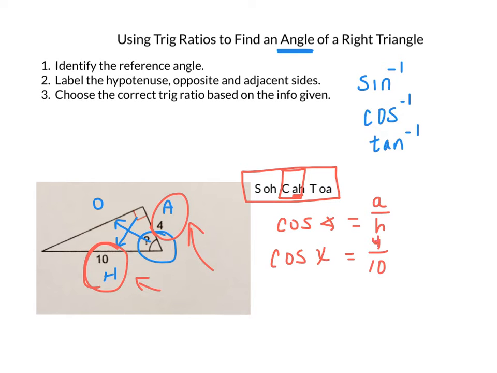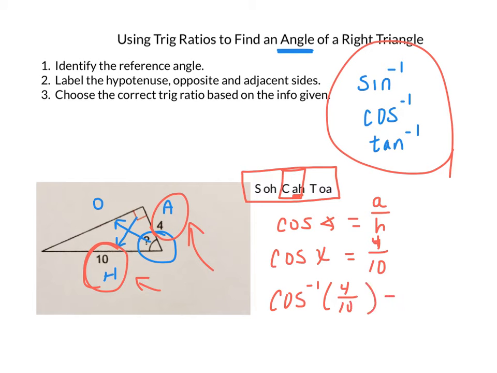Okay, so now we are ready to talk about these buttons. The way that we're going to type this in our calculator is we're going to say we want to take the inverse cosine, and we're going to do 4 divided by 10, and it will give us the angle number. Okay, so just grab a calculator, and then let's press the correct buttons.